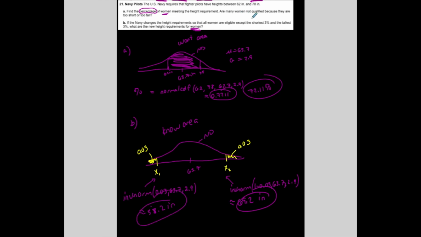So what are the new height requirements for women? Between 58.2 inches and 69.2 inches. Those are the new height requirements for women, based on the shortest 3% and the tallest 3%.